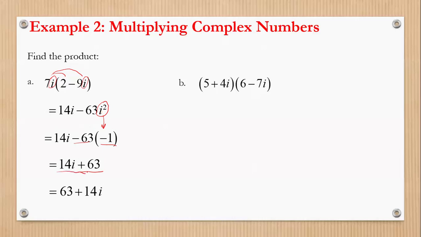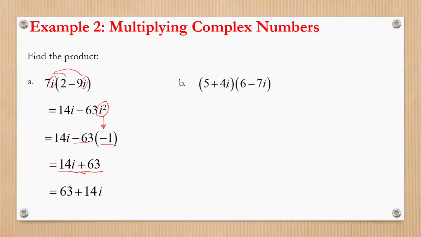But that's not the standard form of the complex number, because in standard form, the real part, 63, must come first and then 14i. So we just reorder the number and we write it as 63 plus 14i.